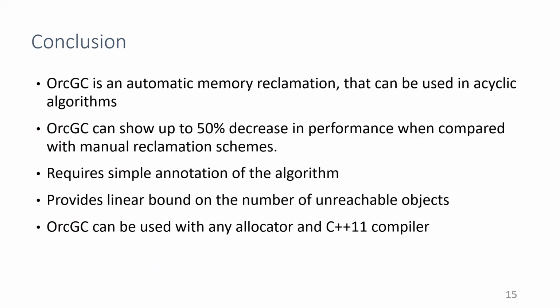In conclusion, OrcGC is an automatic memory reclamation that can be used in acyclic algorithms. It can show a 50% decrease in performance when compared with manual memory reclamation schemes. On the other hand, it requires simple annotation of the algorithms, and it can be the only solution for complex algorithms. It provides a linear bound on the number of unreachable objects, and it can be used with any allocator and C++11 compiler.